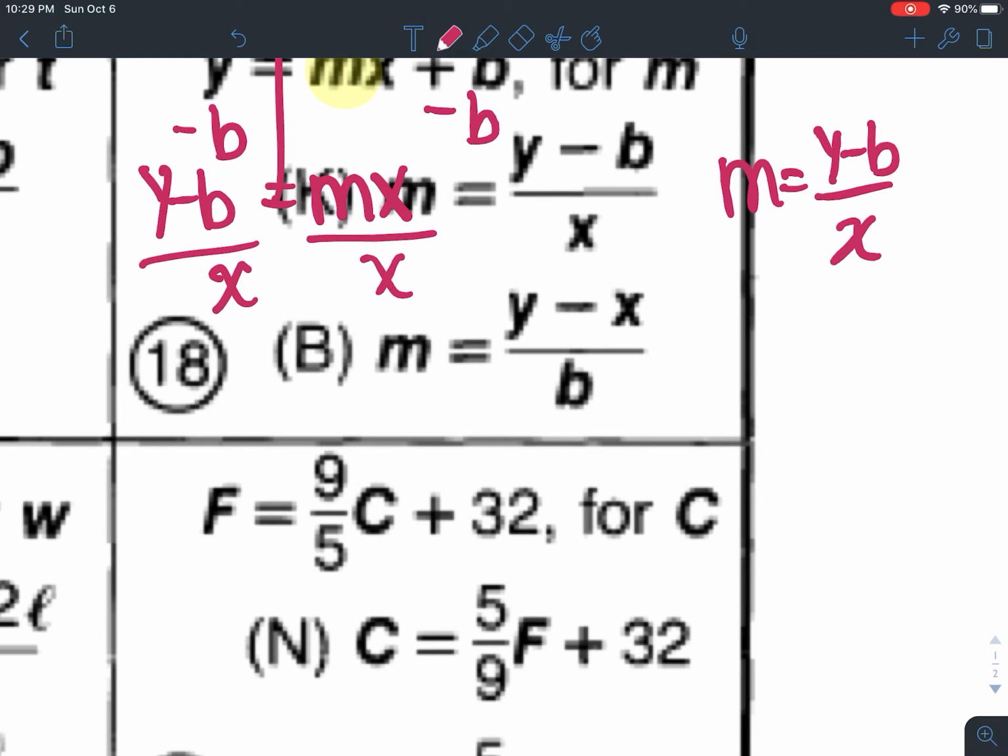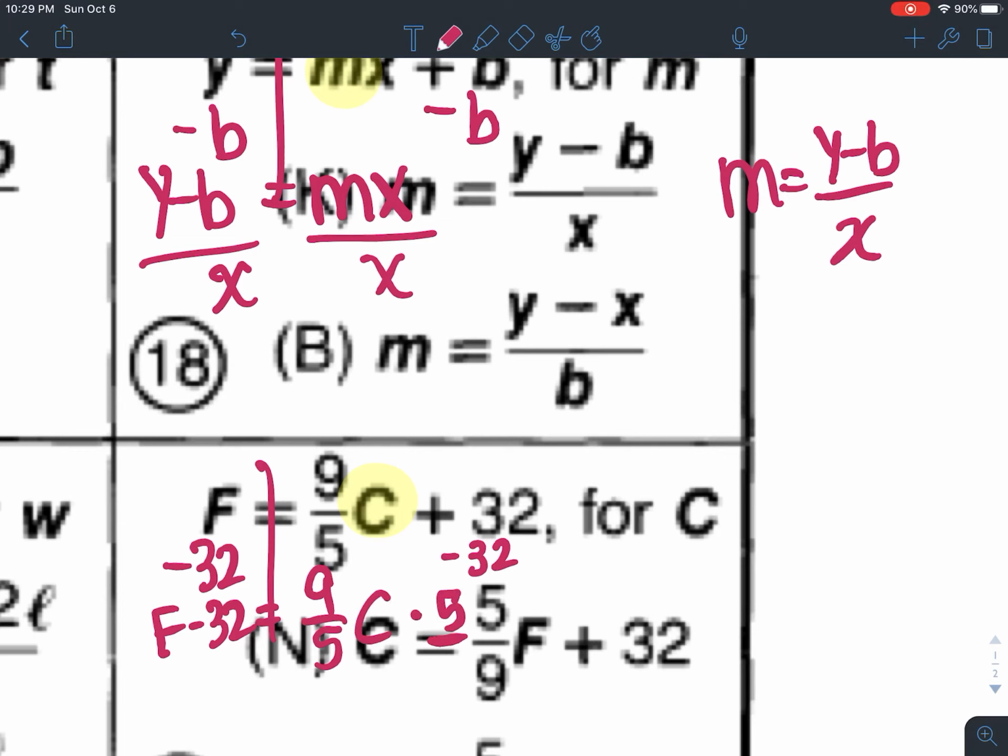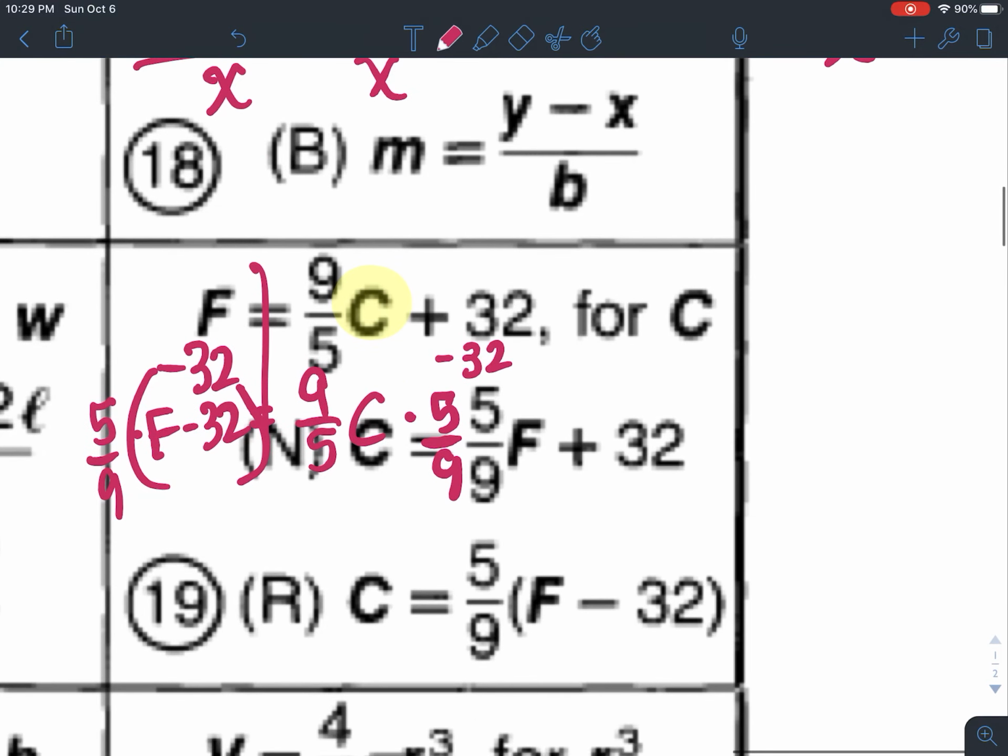All right, so solve for c. This one actually is mostly numbers. We're going to get rid of the 32. It's a different term, so we can just subtract it off. And then we're going to multiply by the reciprocal, 5/9. Just like on the notes when I did this, you want to make sure you multiply the whole thing by 5/9 for that one. So make sure you put parentheses around it.